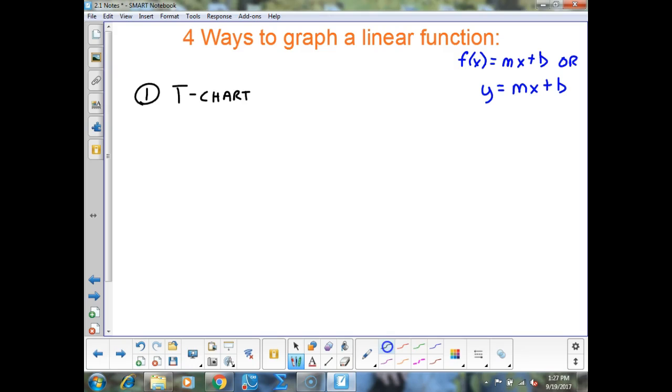What if I wanted to pick Y's? So I could pick Y's. I got to pick one of them and plug those in and get out the other one. Okay? And that gets us points. And then those points, then we connect them, and we're good to go, right? Okay? Fantastic. What's another way?